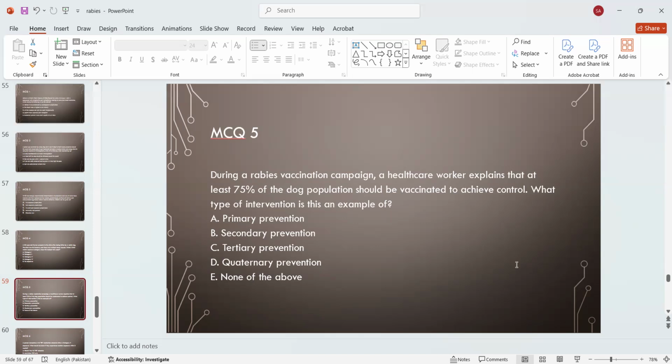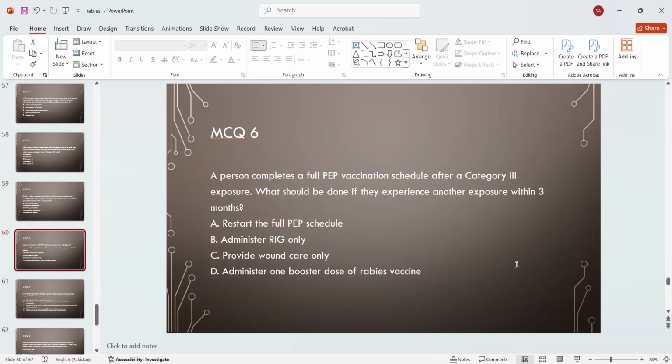Yes, the answer is A. Primary prevention. MCQ number 6. A person completes a full post-exposure prophylaxis vaccination schedule after Category 3 exposure. What should be done if they experience another exposure within 3 months? A. Restart the full post-exposure prophylaxis schedule. B. Administer the rabies immunoglobulin only. C. Provide wound care only. Or D. Administer one booster dose of rabies vaccine.